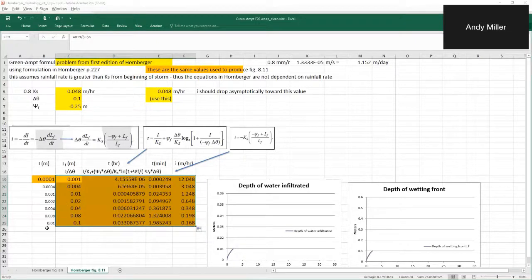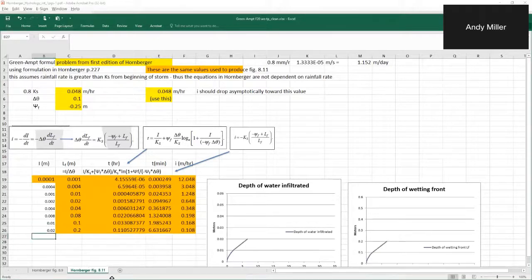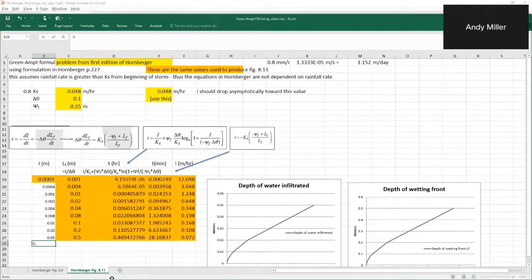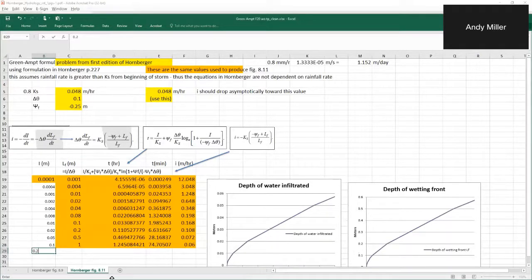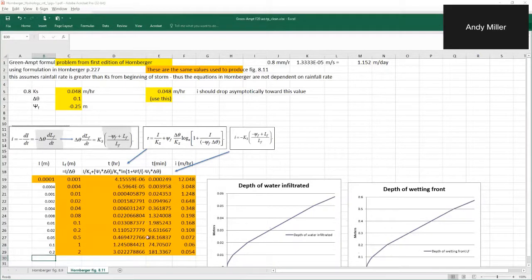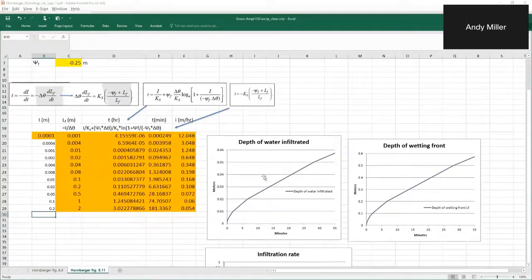So clearly I need to go farther. So let's make this 0.02, 0.05, 0.1, 0.2. All right, so now this goes out to 35 minutes, and I hit 35 minutes somewhere in between here. So instead of using 0.2 here, instead of using 0.1, I'll make it 0.06. And that goes to a little over 35 minutes.